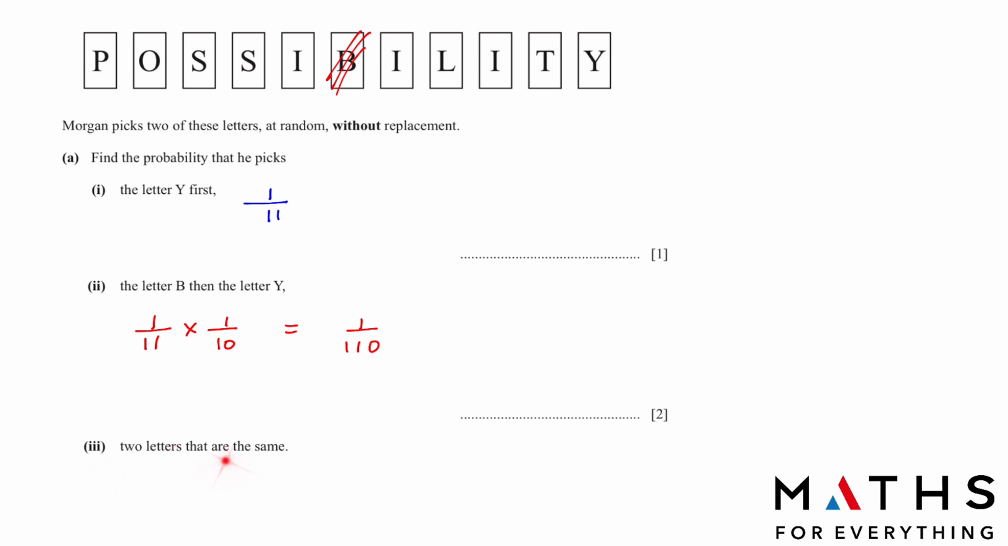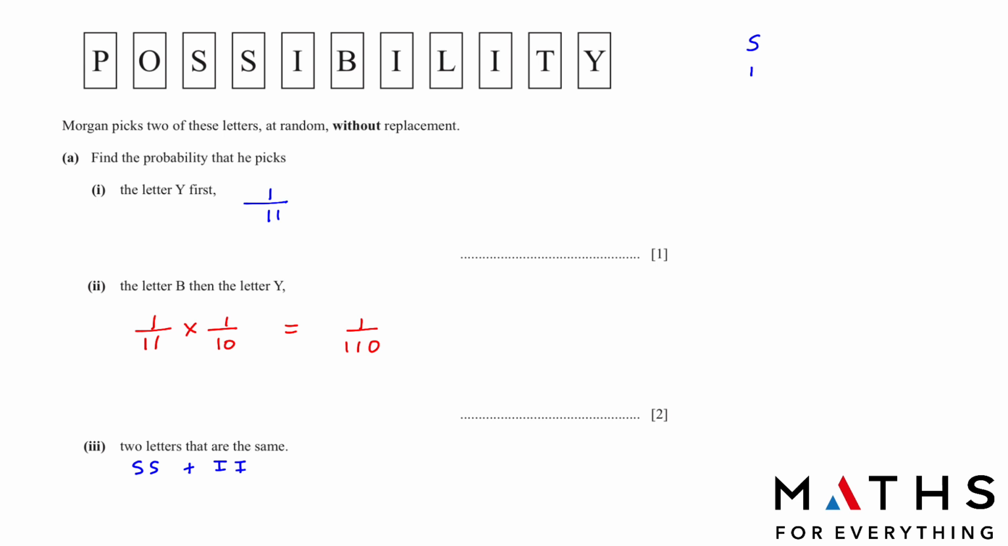Third, 2 letters that are the same. Let's see which letters are repeated. P is not repeated. O is not repeated. We have 2 S. So we have S. Then we have I. These are the 2 letters that are repeated. It could be 2S or it could be 2I.